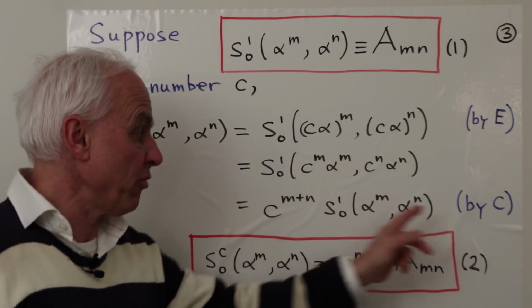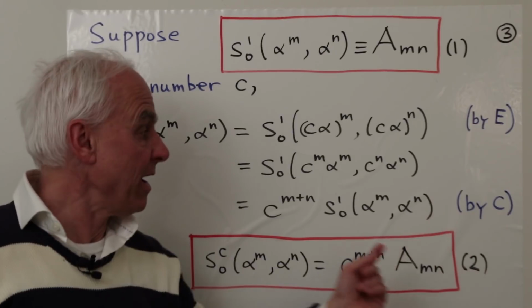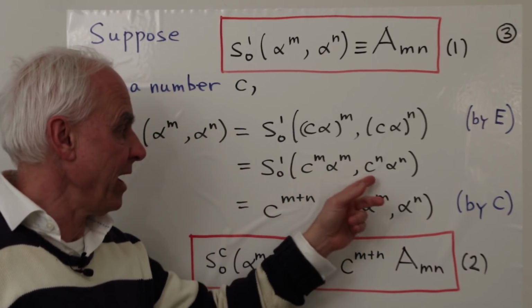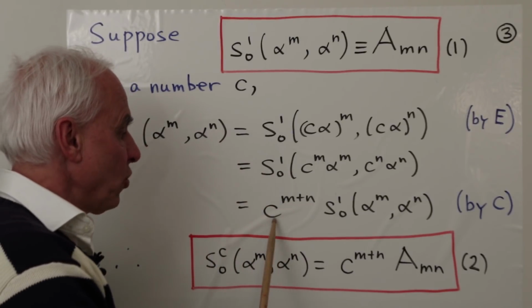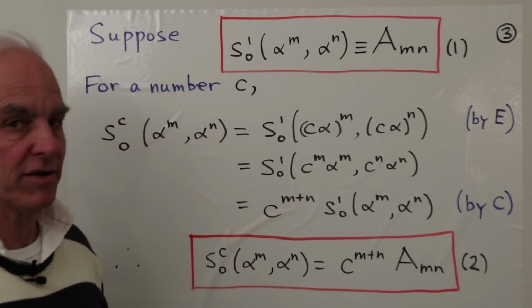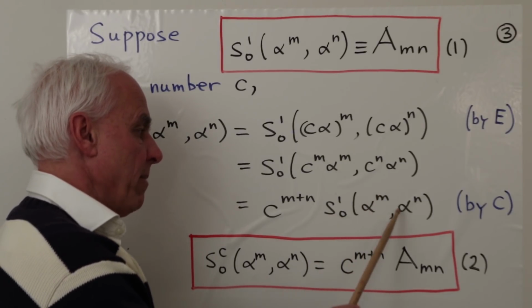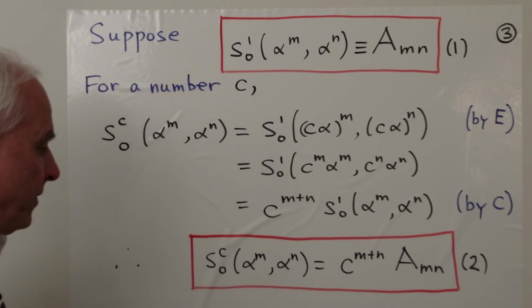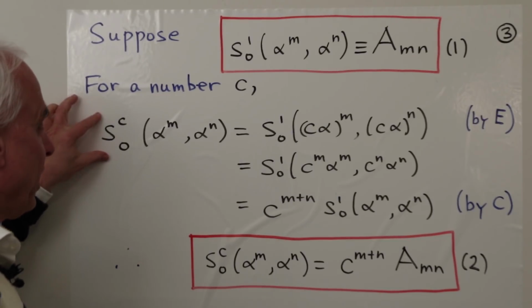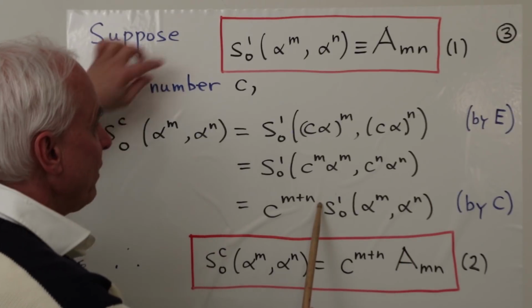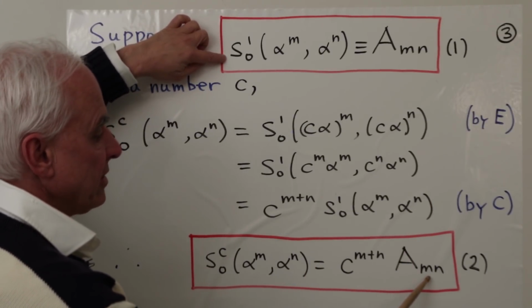So the linearity property, property C, allows us to pull them out front. We can pull a c to the m out front and a c to the n out front to get a total of c to the m plus n out front. And then we're left with the signed area from 0 to 1, alpha to the m, alpha to the n. In other words, this quantity here is c to the m plus n times the quantity that we've defined to be a sub mn.